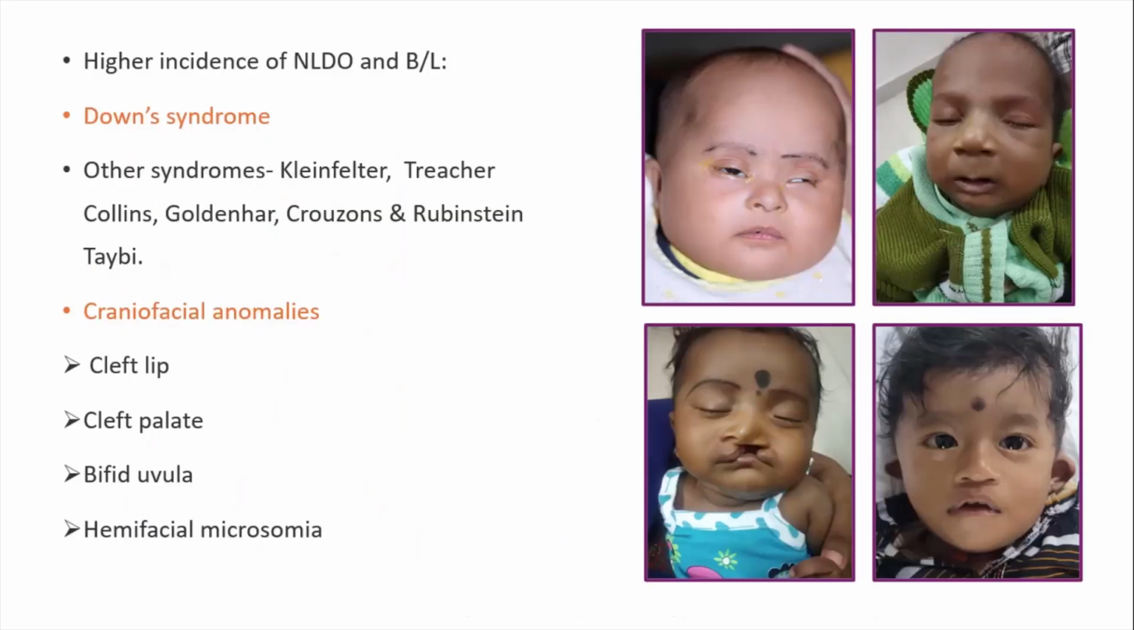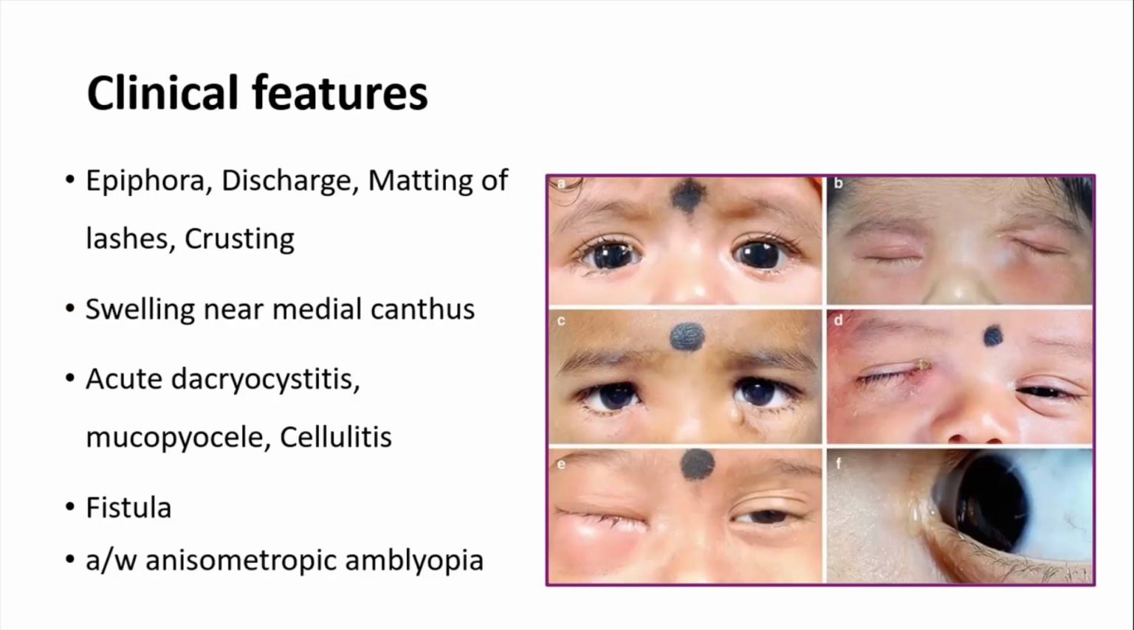It is more common in male preterm children, and it is usually unilateral. But in some cases, it can be bilateral, especially when it is associated with certain syndromes like Down syndrome, Klinefelter, Treacher-Collins, or other craniofacial anomalies, especially cleft lip palate or hemifacial microsomia.